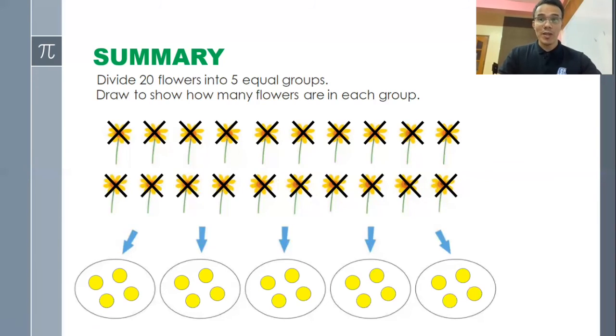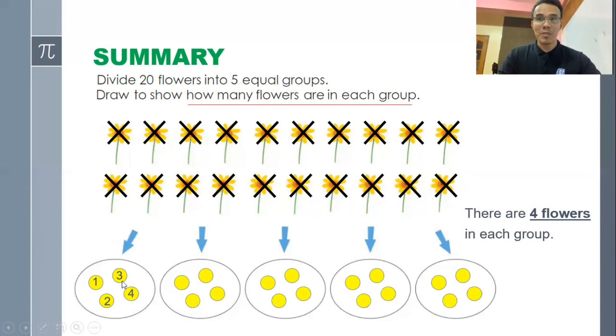Next, we are going to answer the question, how many flowers are there in each group? We're just going to focus on one group and count how many flowers there are in that group. We have 1, 2, 3, 4. We have a total of 4 flowers in one group. Therefore, there are 4 flowers in each group.